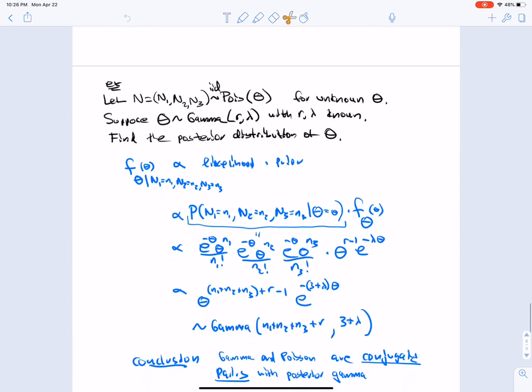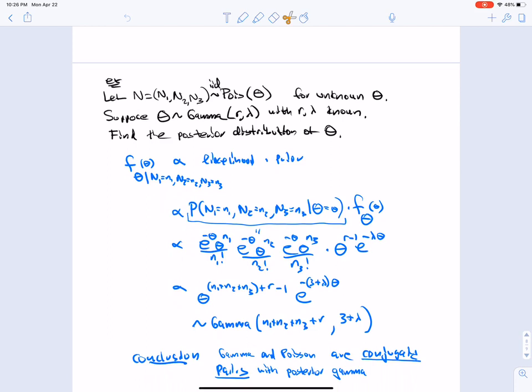And here's another example. Say that N is N1, N2, N3 IID Poisson theta for unknown theta. Suppose that theta is a gamma r, lambda with r, lambda known. Find the posterior distribution of theta. So the conditional density is proportional to the likelihood times the prior. The likelihood is the probability that N1 is n1, N2 is n2, N3 is n3, given that theta is theta. This factors.